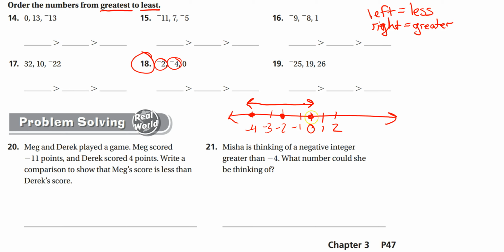So the furthest number to the right, since I'm starting with my biggest number, is going to be 0. And then I just move down. Next number that comes up is -2. And the last number, -4.